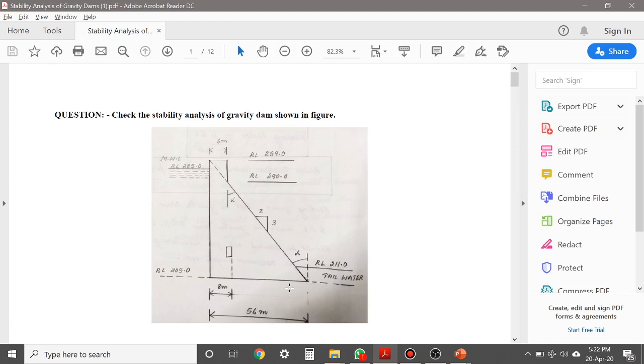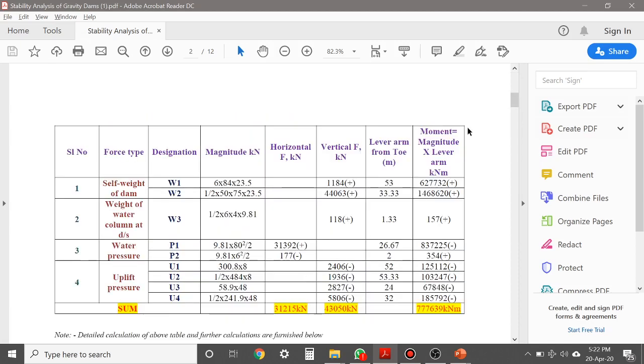Again, going back, you know that this is the point heel and this is the point toe. For the entire problem of stability analysis, we are going to take the moment about toe. That is why here the lever arm from toe is considered, and the last column is moment, and moment will be equal to magnitude of force into lever arm distance, and based on the sign convention you have to put a sign for these different types of forces and moments. You know the sign convention.